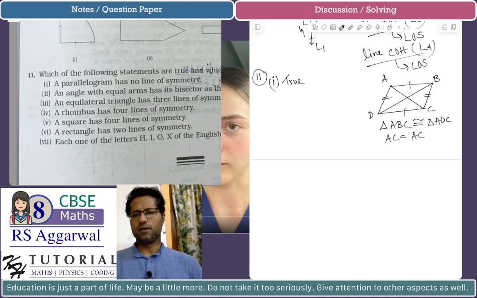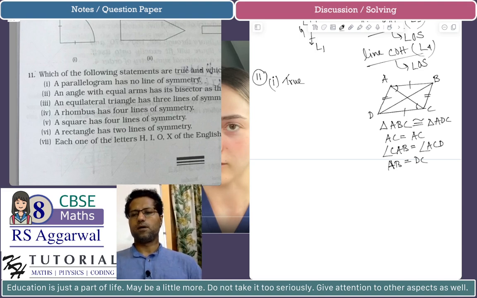In triangles ABC and ADC, we have angle CAB equal to angle ACD. So this angle is equal to this angle, and AC is the common side, and also we know that AB is equal to DC. So we are having SAS congruence criteria satisfied for triangle ABC and triangle ADC.